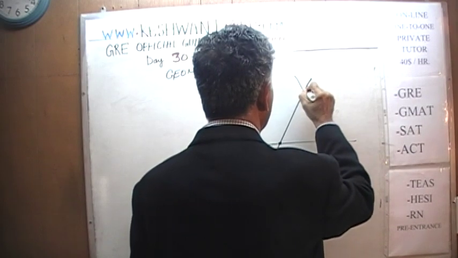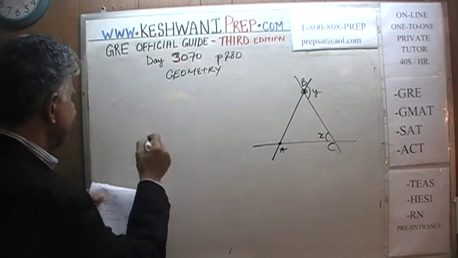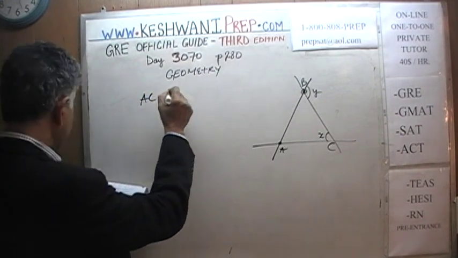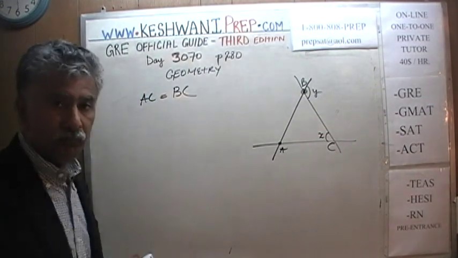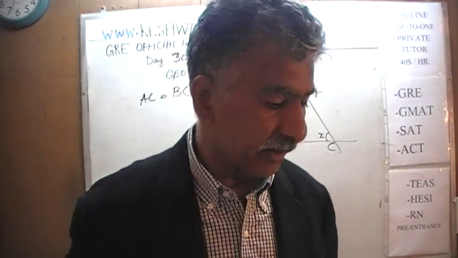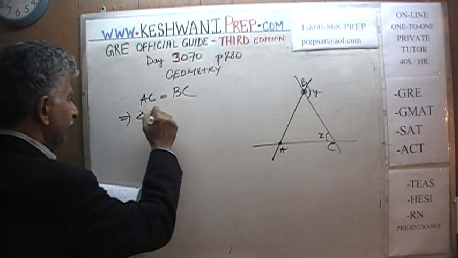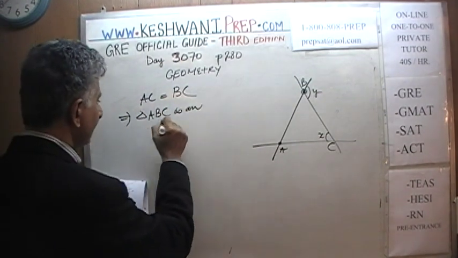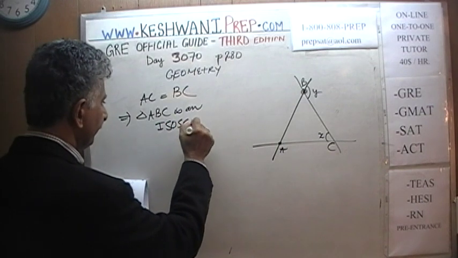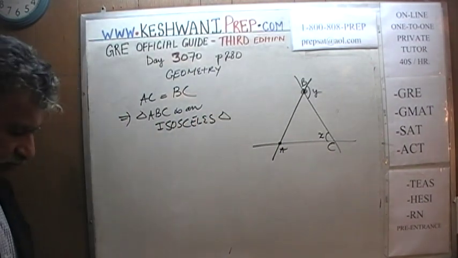This angle right here is y. This point is what they're calling B. And we are told that AC equals BC. Well, if two sides in a triangle are equal to each other, then we're dealing with an isosceles triangle. So this implies that triangle ABC is an isosceles triangle.